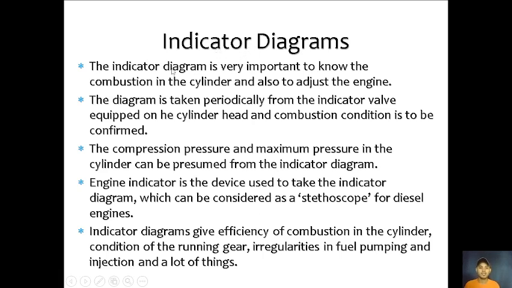So indicator diagrams. The indicator diagram is very important to know the combustion in the cylinder and also to adjust the engine. The diagram is taken periodically from the indicator valve equipped on the cylinder head, and combustion condition is to be confirmed. The compression pressure and maximum pressure in the cylinder can be presumed from the indicator diagram. The engine indicator is a device used to take the indicator diagram, which can be considered as a stethoscope for diesel engines. Indicator diagrams give efficiency of combustion in the cylinder, condition of the running gear, irregularities in fuel pumping and injection, and a lot of things.